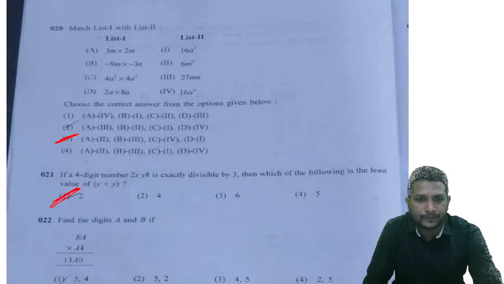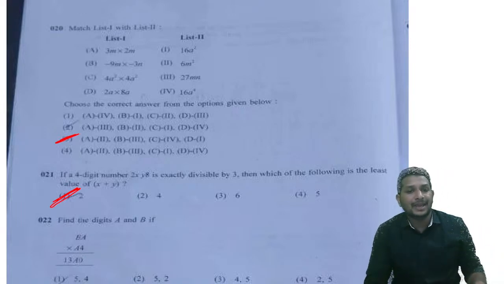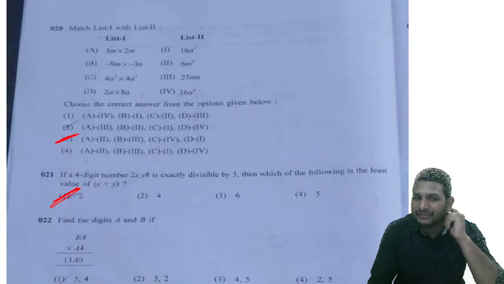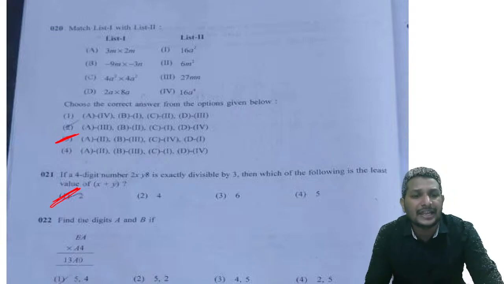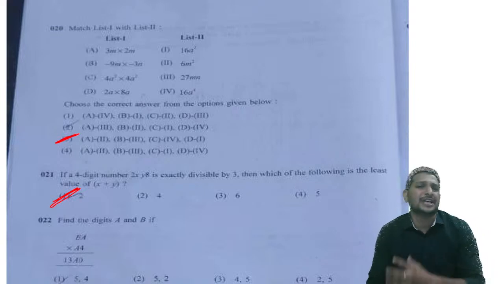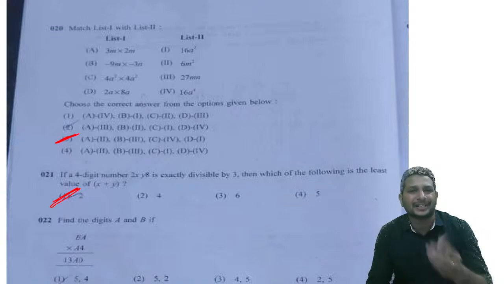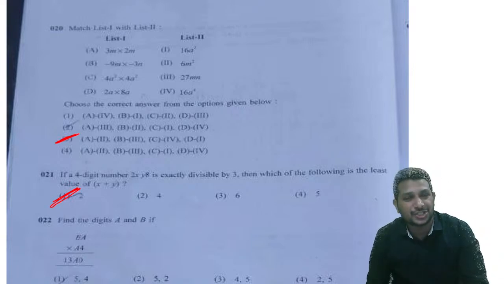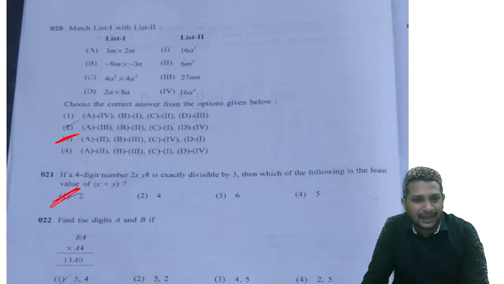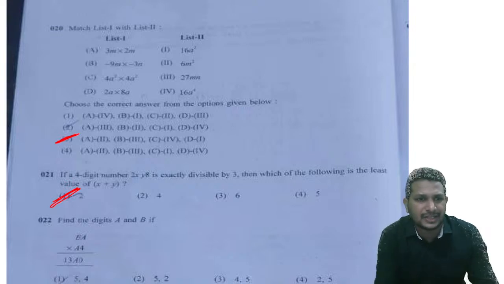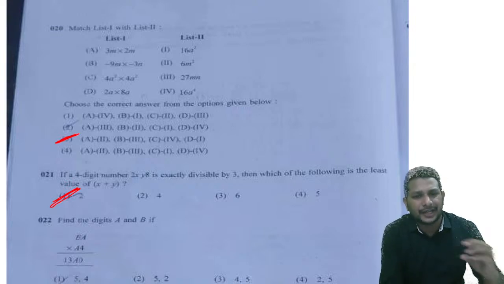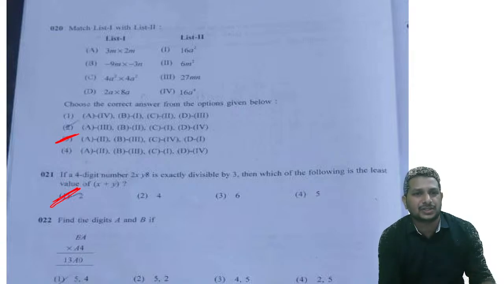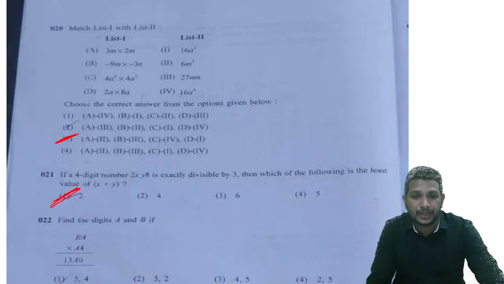Question number 22. Over here, they gave BA multiplied by A4. They're asking us to find the values of A and B. So for these kinds of questions, as we keep explaining in the institute, you just go for options. Option verification is the best way to do the question in an easy way. Because if you try to do it without options, that is a time-taking process and quite difficult also. So let's see the options first.